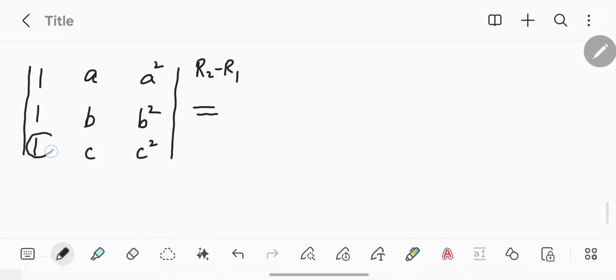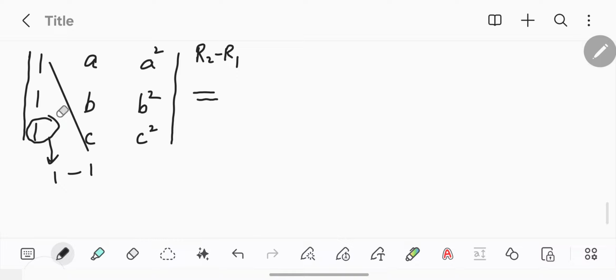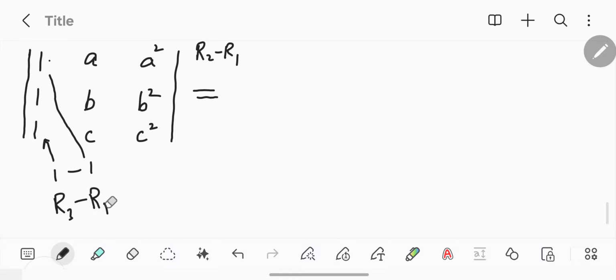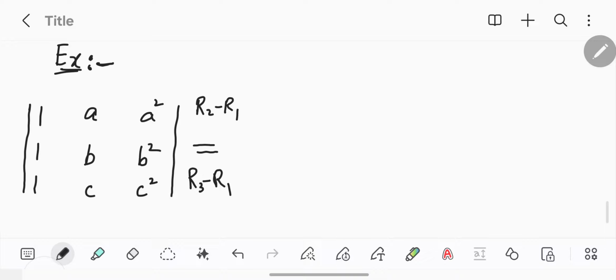And then I have to make 0 here also. Since this is 1 and this we can use to make this 0, so 1 minus 1 is 0. And how can we obtain 1 minus 1? Because this one is from R3 and this one is from R1. So R3 minus R1. This operation is performed in R3. So in R3, I will perform R3 minus R1. So I will perform these operations.